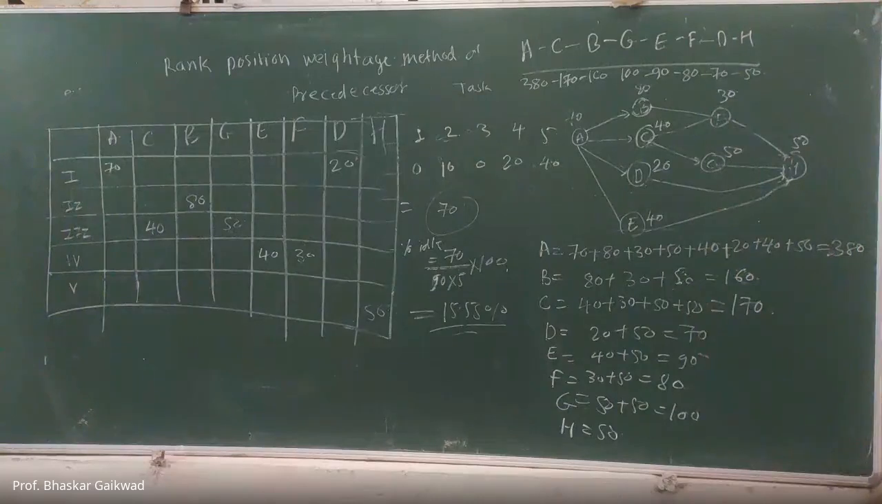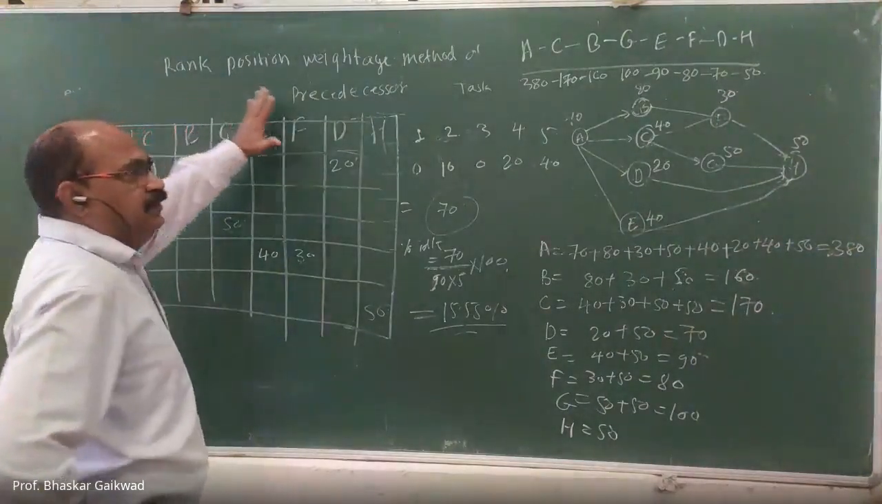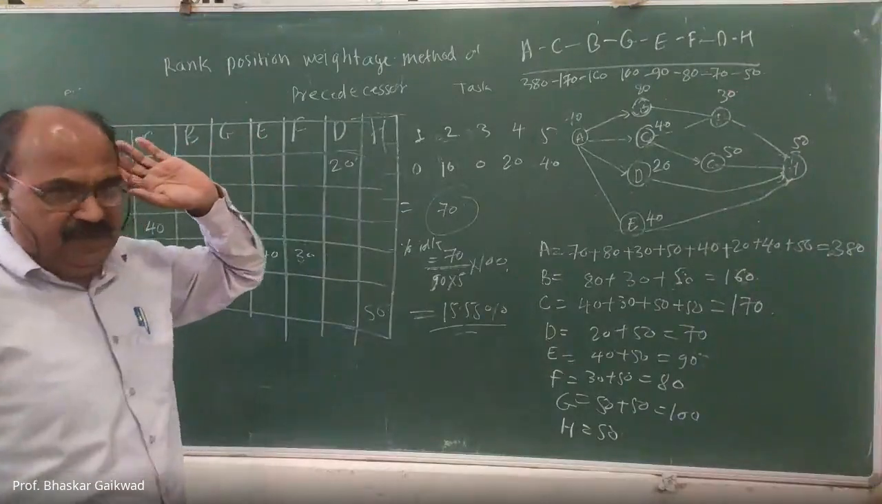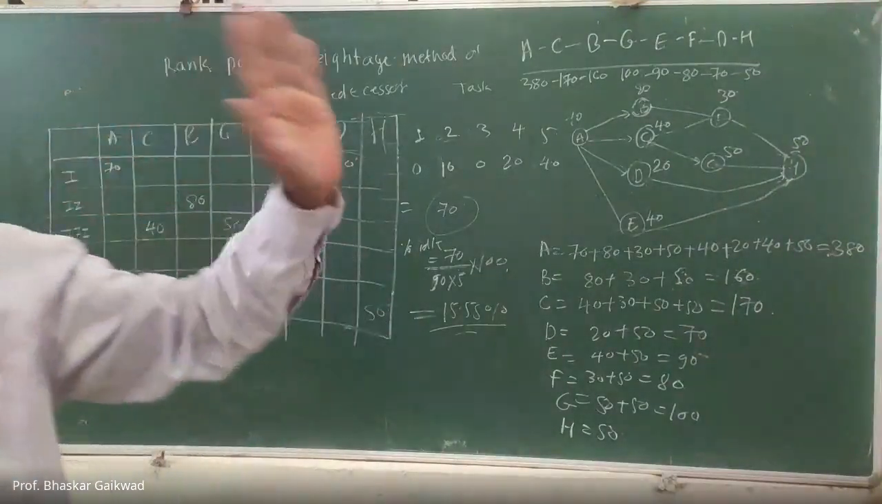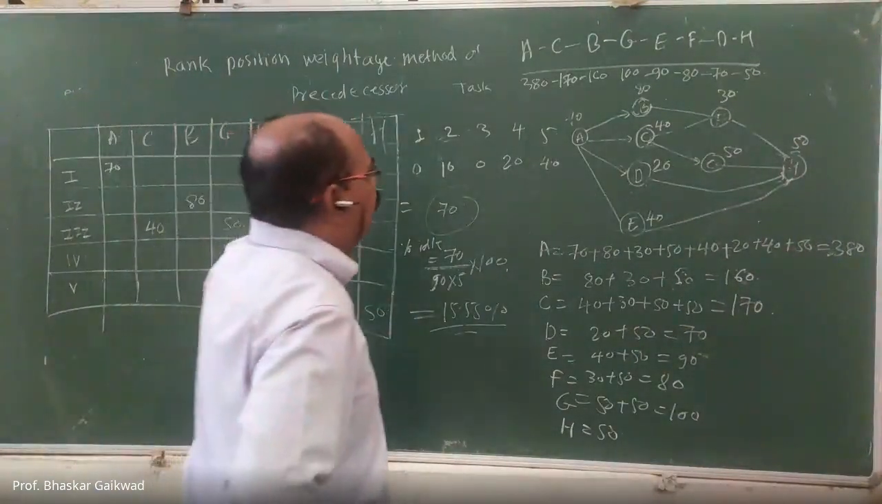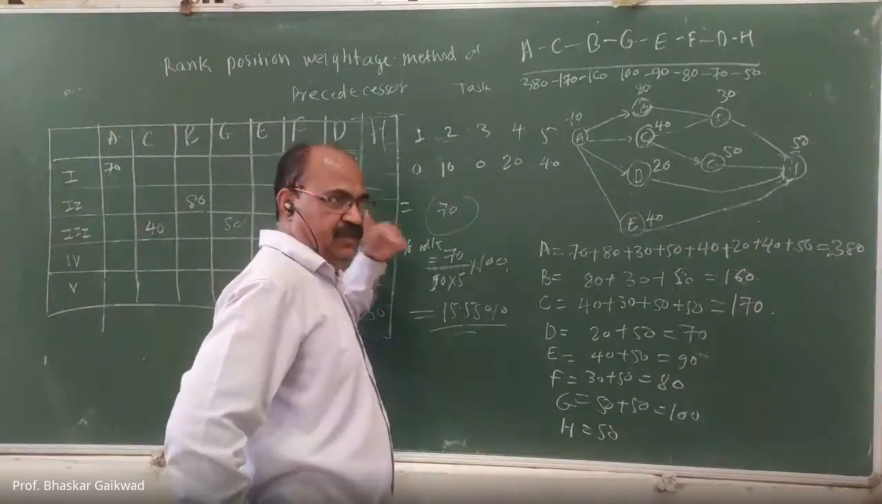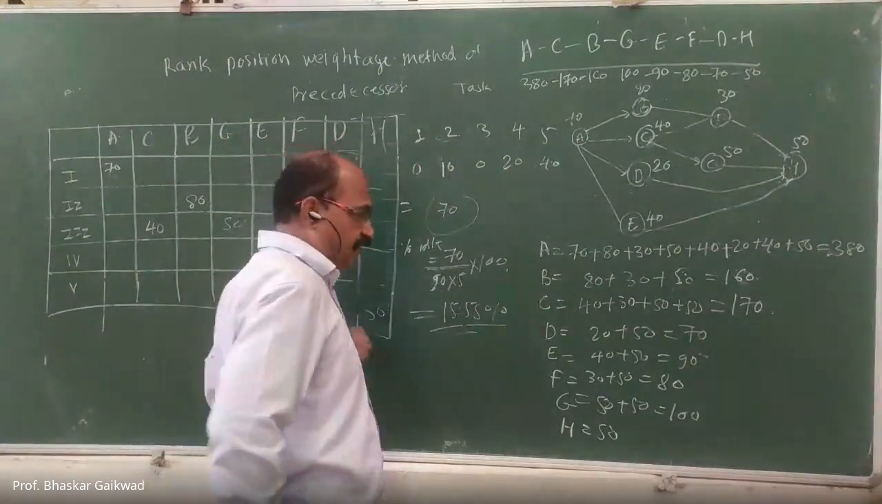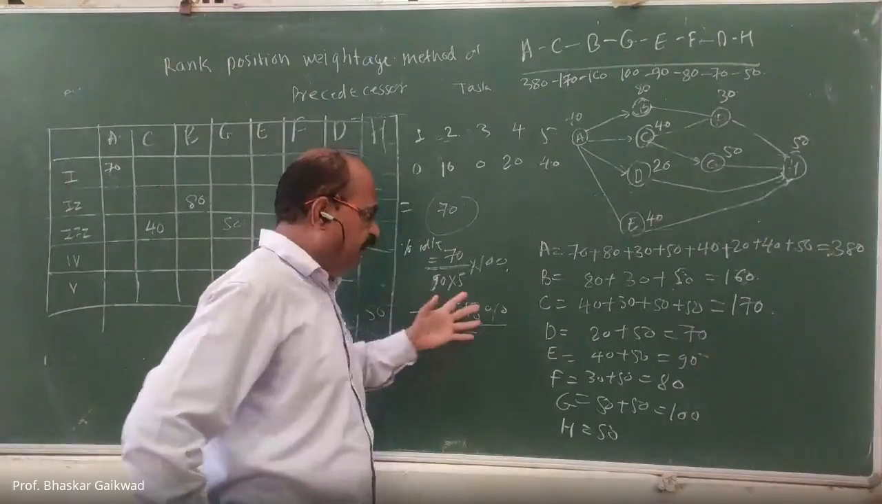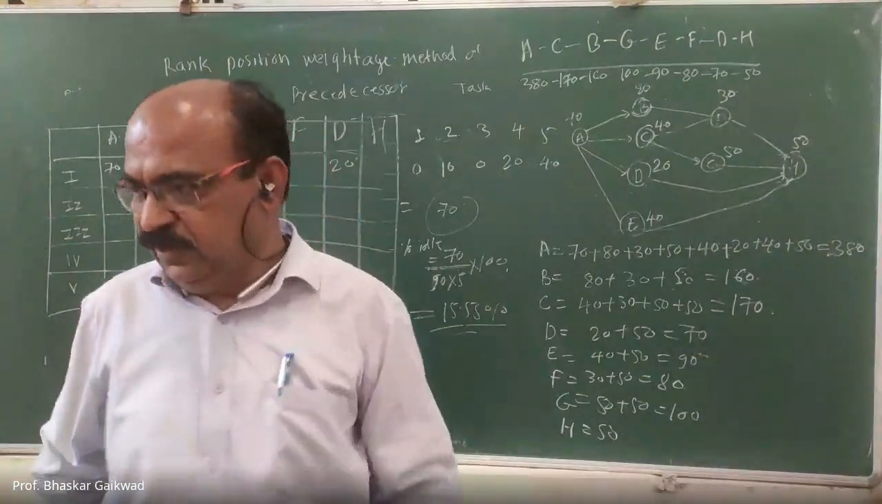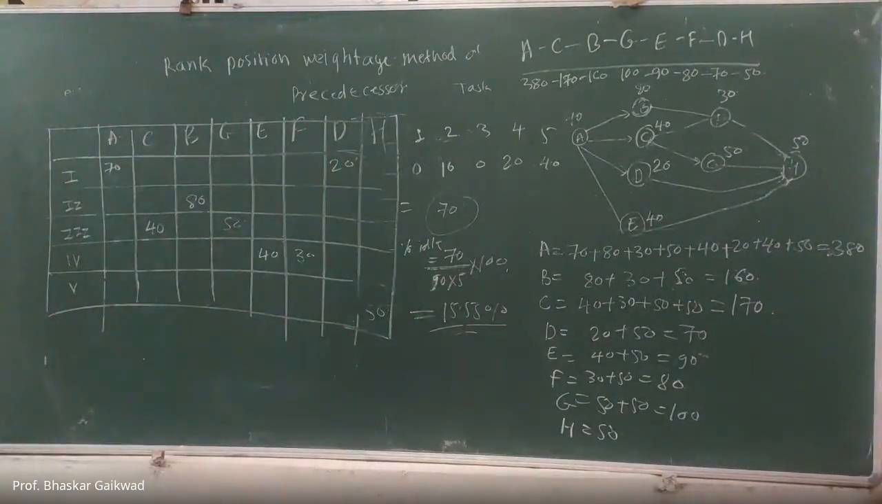Okay. Thank you. So this is about the RPW method. So this RPW method is related to our line balancing. Two methods are there. Already this part is over. But just by your feedback, we have taken this problem. Okay. So this is about the RPW method.